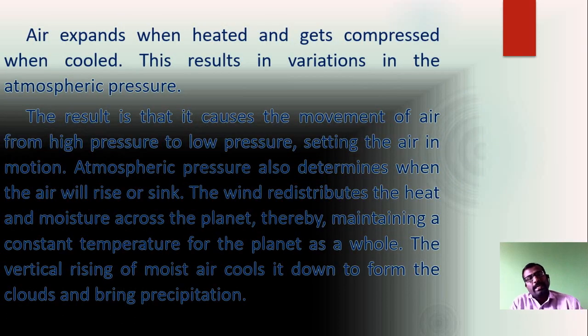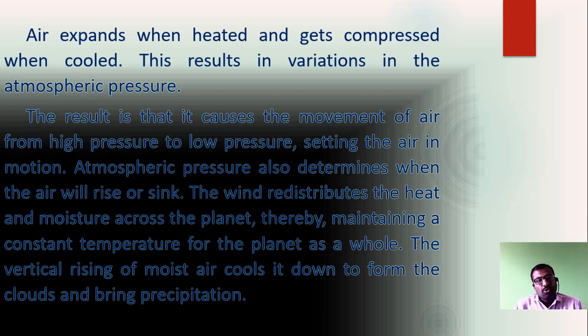Air expands when heated and gets compressed when cooled, and this results in variations in atmospheric pressure. The result is the movement of air from high pressure to low pressure. The cold air has more weight, so it is called a high pressure area, and where the air is heated it is less in weight, so a low pressure is created, and the air moves from the high pressure area to the low pressure area.